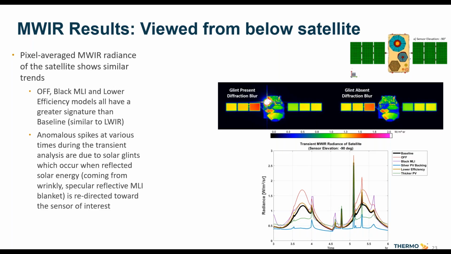And I've got some images above the family of curves there to show renderings of the satellite when that solar glint is present and when it's not. So you can see how that affects the average signature and drives it up.